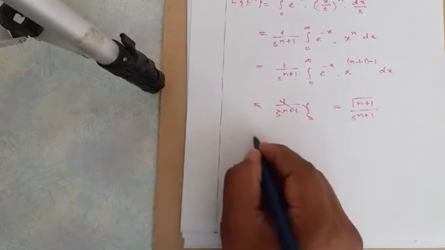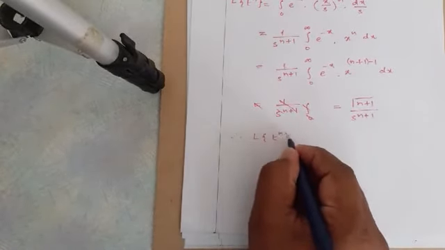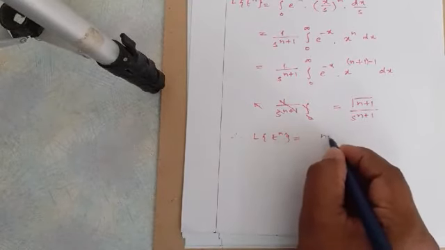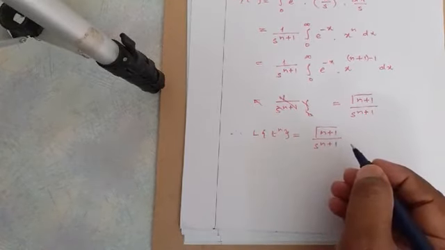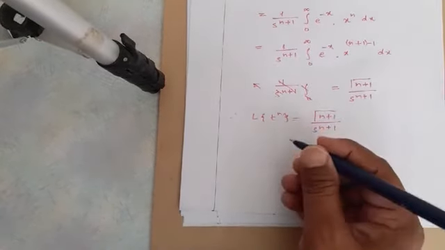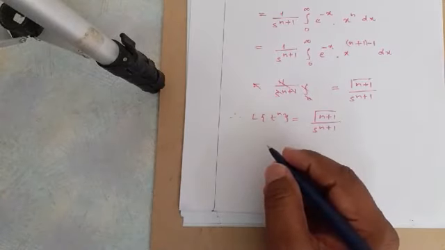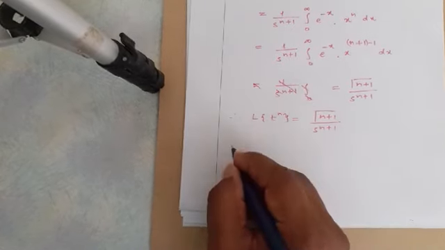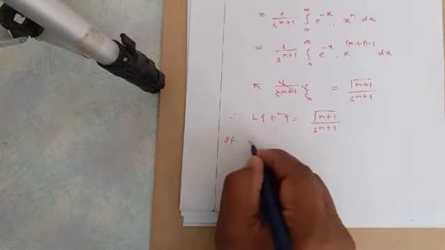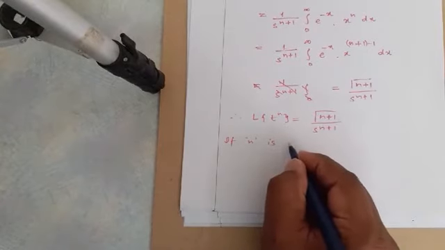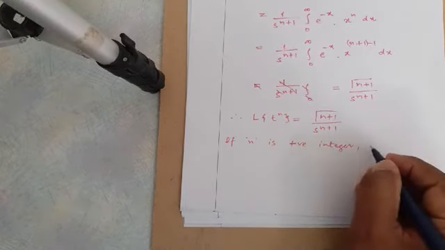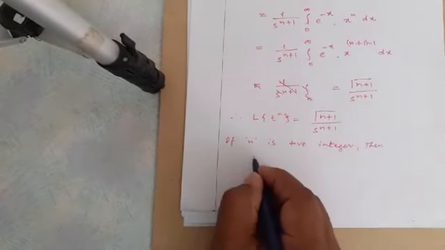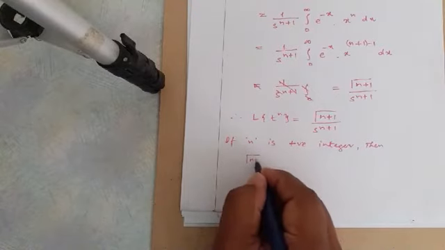So first we write Laplace of t power n. What did you get just now? First, gamma n plus 1 upon s power n plus 1. Then in the starting we have given Laplace of t power n is equal to n factorial upon s power n plus 1, where n is a positive integer. So if n is a positive integer, we have a condition, then we write gamma n plus 1 is equal to n factorial.